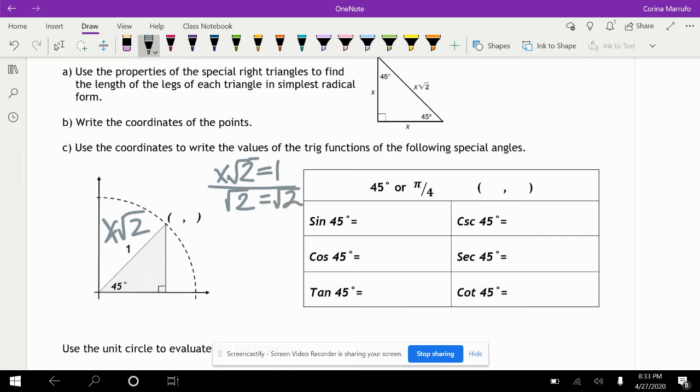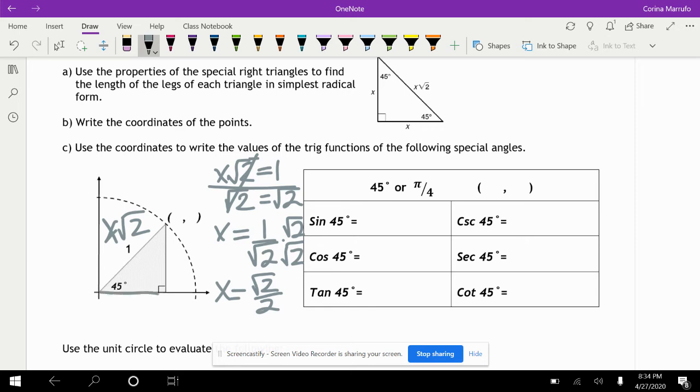Okay, what you do to one side, you have to do to the other side. This cancels out, and we get x equals 1 divided by the square root of 2. Now, we cannot leave it as just 1 divided by the square root of 2. We have to rationalize this. That means we multiply the top and the bottom by the square root of 2 in order to get rid of the square root on the bottom. That means we are left with the square root of 2 over 2.